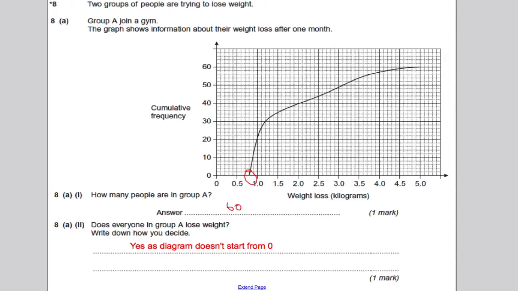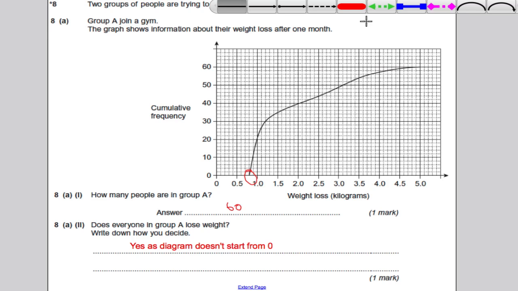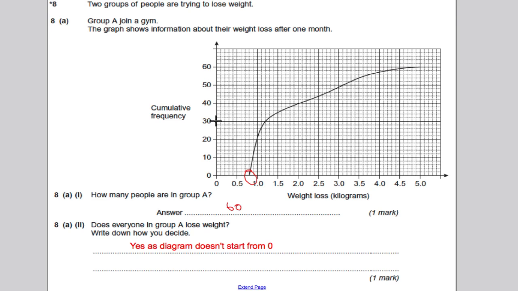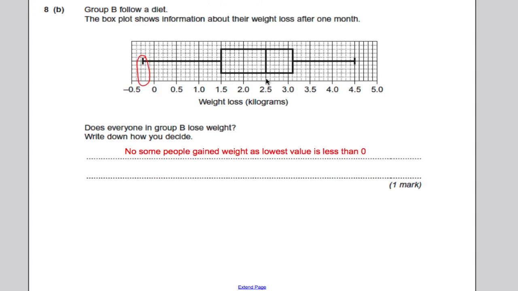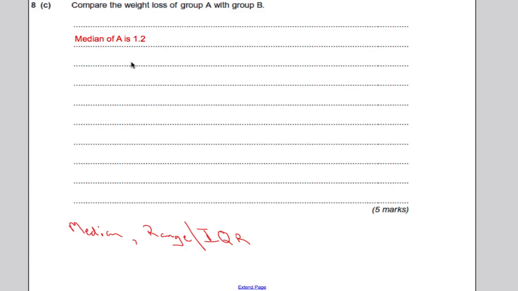So let's take a look at the median of group A. If I come along, we had 60 people, that means the median must be at the 30th person. So drawing a line across and down, I can see that the median for group A is 1.2. So the median of A is 1.2. Well, what about the median for B? The median comes from this line here, which is 2.5. So I'm going to state these facts.